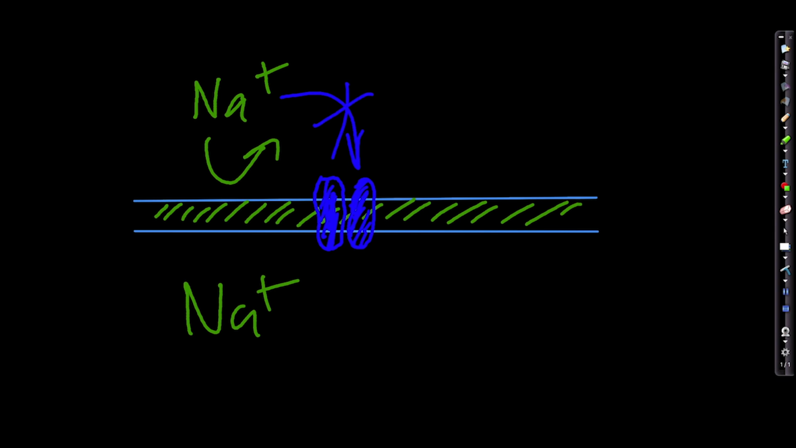No. However, the channel can also be in an open form. So when the gate is open, like this, the sodium ions can then pass through. Now, this is the key point. What determines whether a voltage-gated sodium channel is open or closed? Well, the clue is in the name.